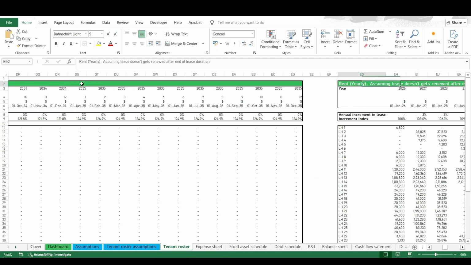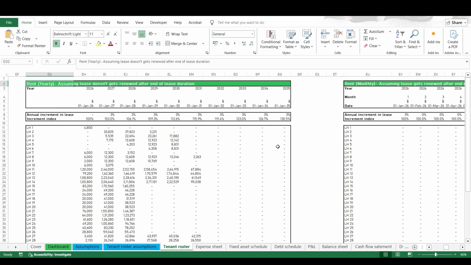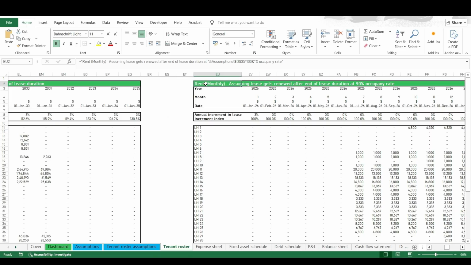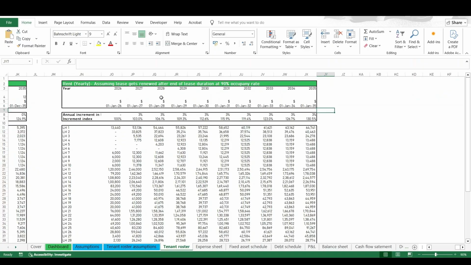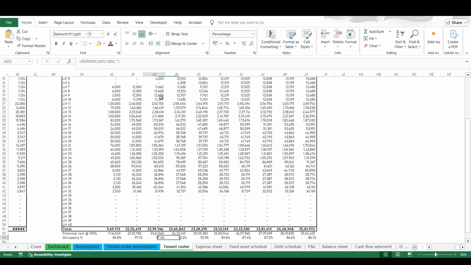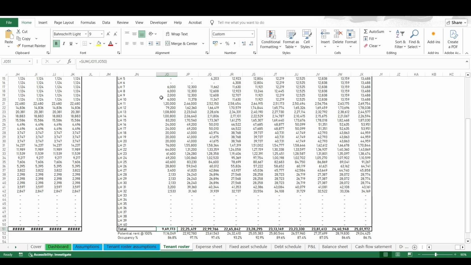And herein we have the rent, assuming that the lease doesn't get renewed. Here we have the assumption that the lease gets renewed after the end of their initial time period, and we would maintain a 90% occupancy rate. Herein you can see, this is also a monthly format, and after that we also have a yearly format wherein we can see at the end of each year how much rent we have generated and what was the occupancy.